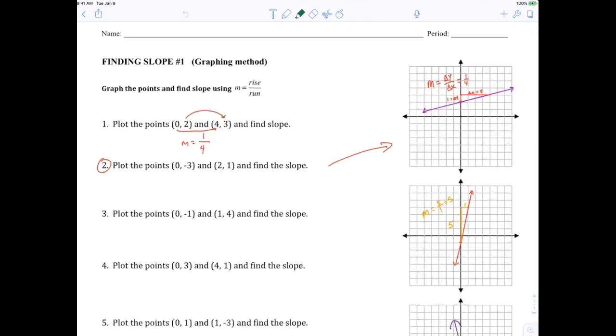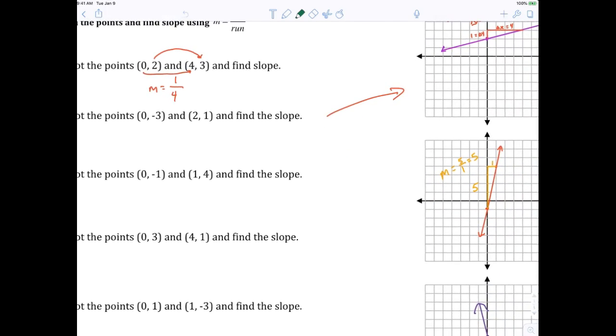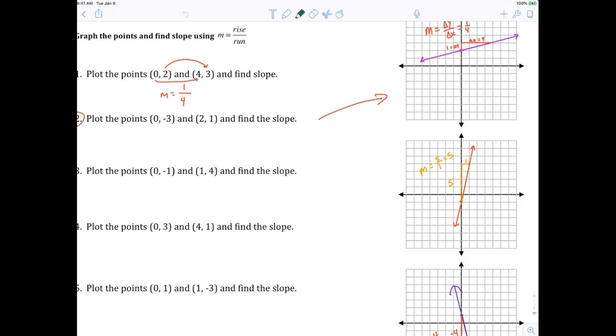Get started. Number 2. What we want to do is plot the point 0, -3. Notice there's 8 questions and 4 graphs, so we're plotting 2 on each graph. Does everybody agree? Now I'm going to plot the second point on the first graph. There's 0, -3. And then 2, 1 is right here. And now I'm going to draw that line.